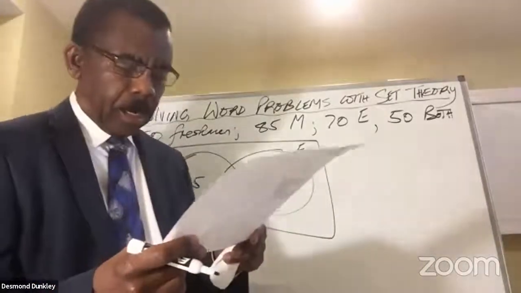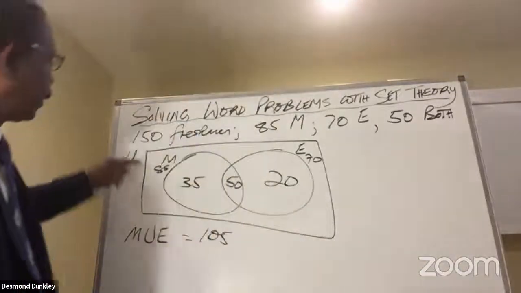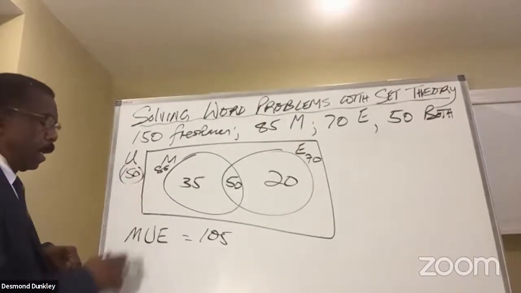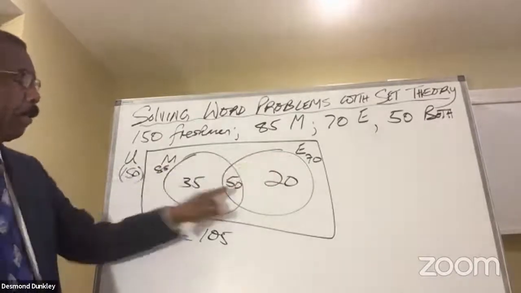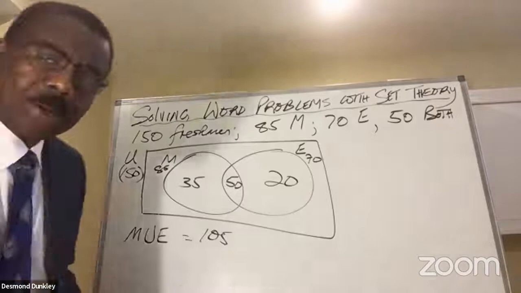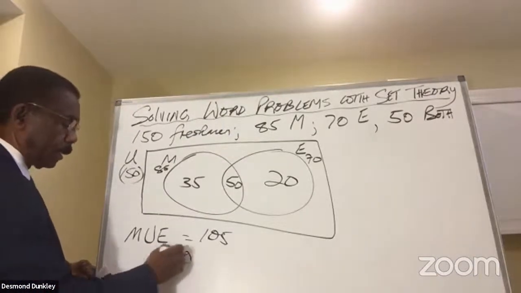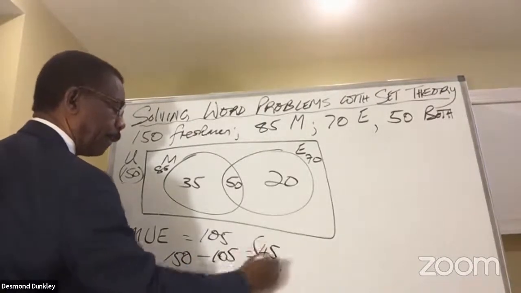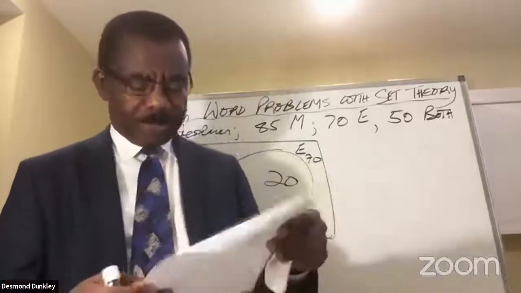Okay, and then the question, how many signed up for neither math or English? Well, there are a total of 150, and 105 of them have math, English, or both. So therefore, the number that did not sign up for math or English has to be 150, take away 105, which of course is equal to 45. So 45 freshmen did not sign up for math or English. So that's how that question would be addressed.